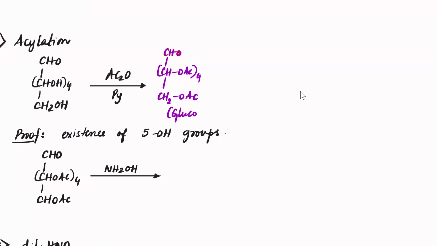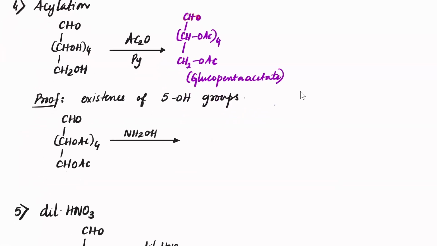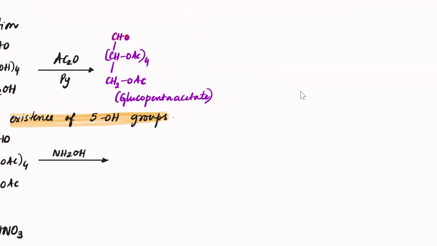So this is called glucopenta-acetate form. Okay. Now, this actually suggests that there is an existence of 5 OH groups in glucose, isn't it? So this is confirming the existence of 5 OH groups. Clear? Right. And notice this one.